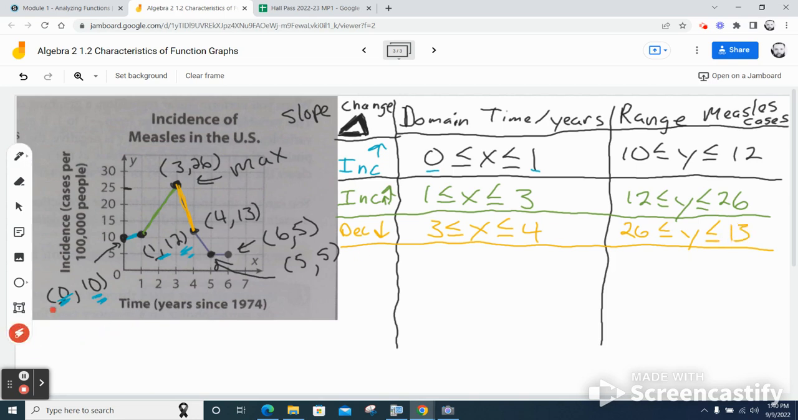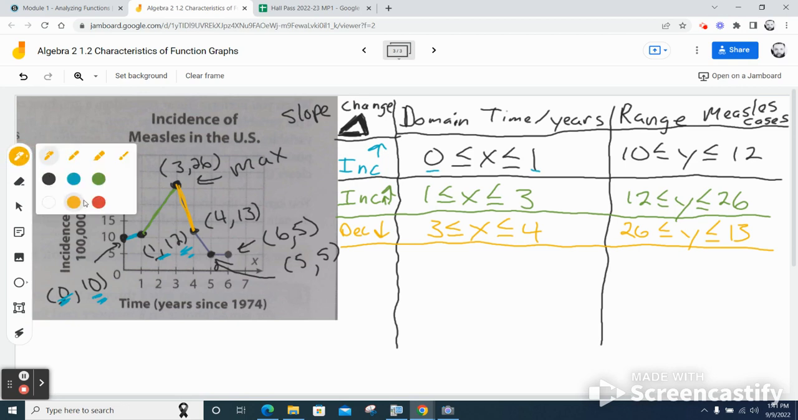I want to point something out before we move on to the next section. Here we're increasing, right? Notice my y value goes from 10 up to 12. Here we're increasing, right? Notice that my lower bound goes from 12 up to 26. Here we're decreasing. Notice that my y value goes from 26 and decreases to 13. See that? Okay, let's move on to the next thing.